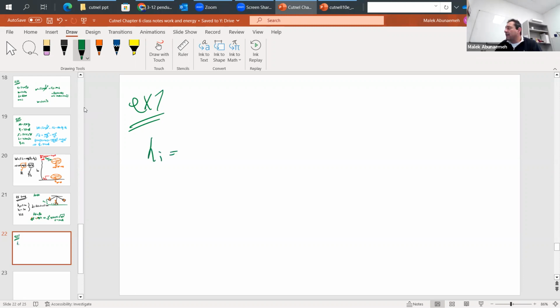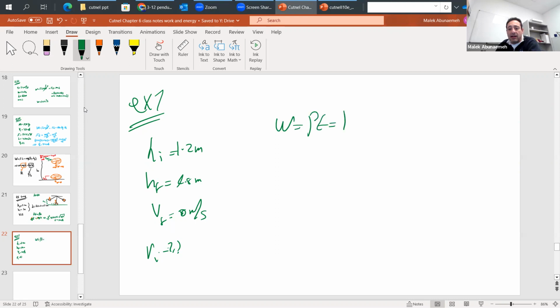So your initial height is 1.2 meters and your final height is 4.8 meters. We're looking at your final velocity. You're going to stop, so it's going to be 0 meters per second. We're looking for your initial velocity. And again, your work is going to be your change in potential energy and your change in kinetic energy.